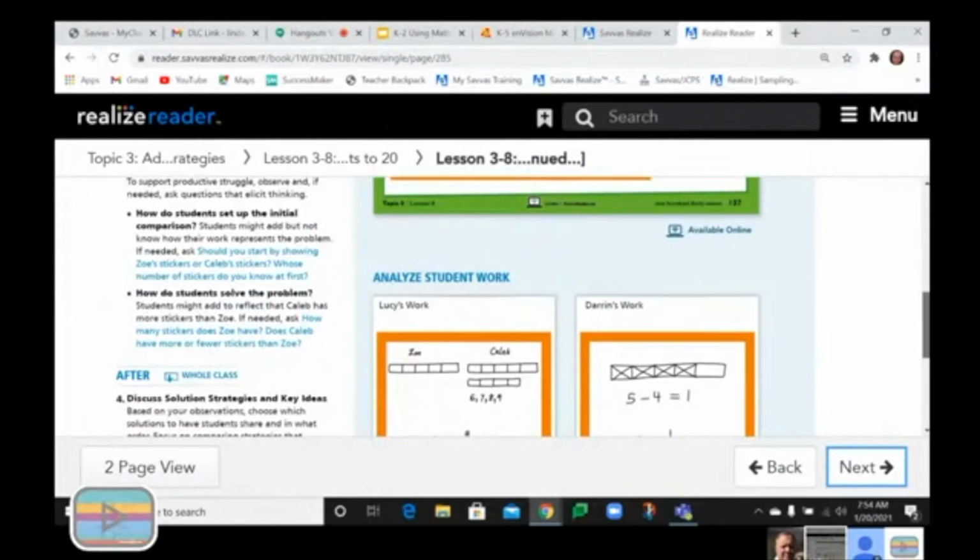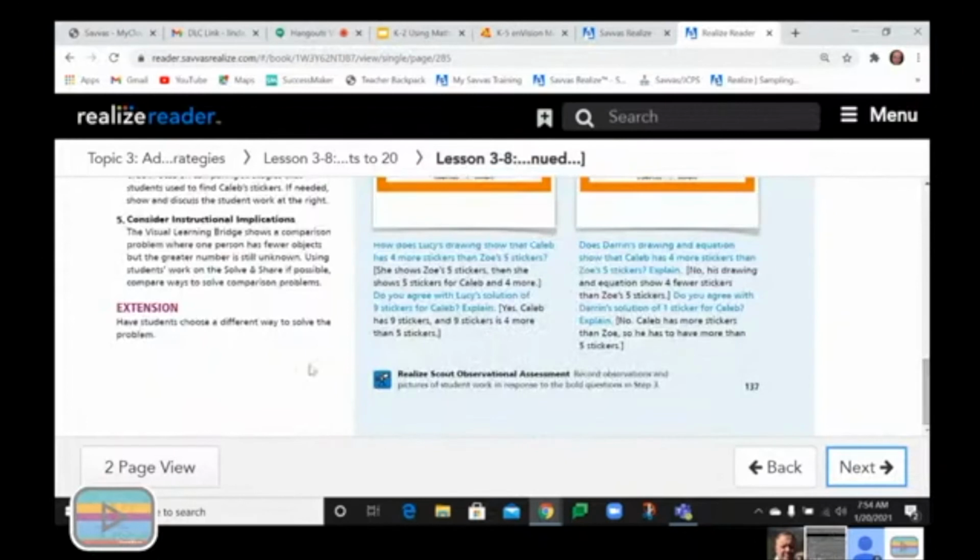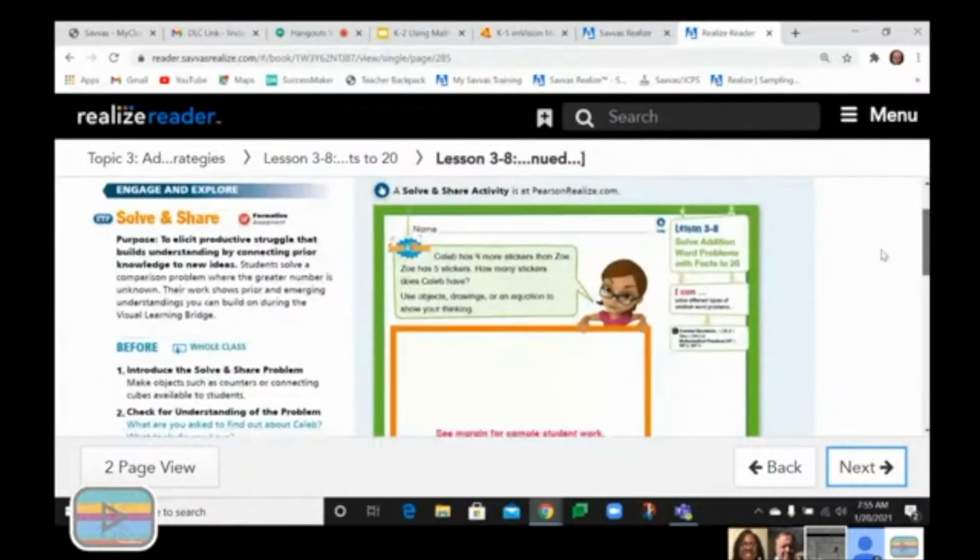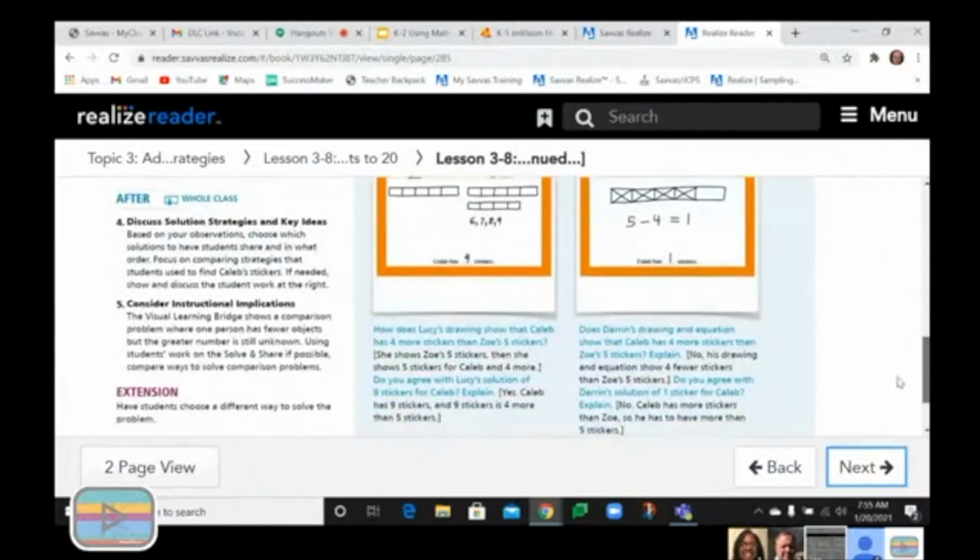There's even this great stuff right here where it says extension. In case you have a group that finishes really quickly, you have this extension where it's an idea for what they can do while they're waiting on the others to finish. Okay, so there's one, and down here, so how do you know what kind of work to look for?